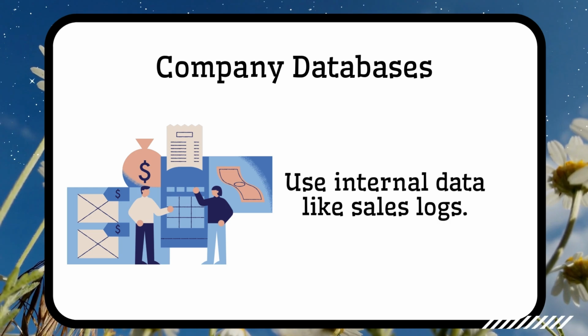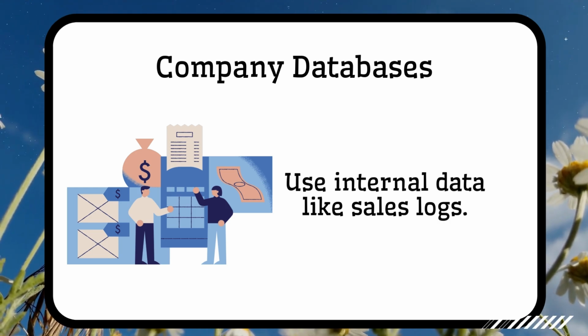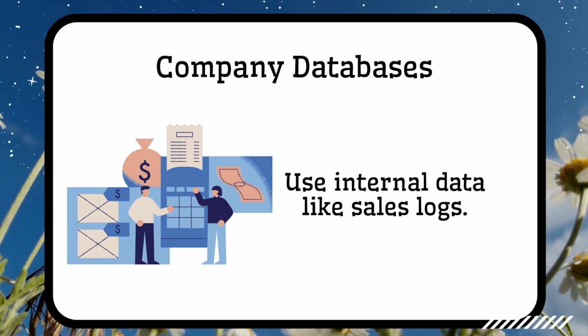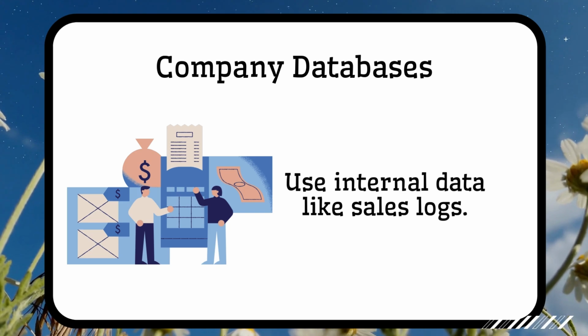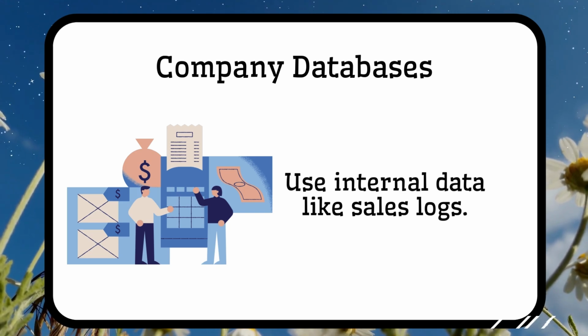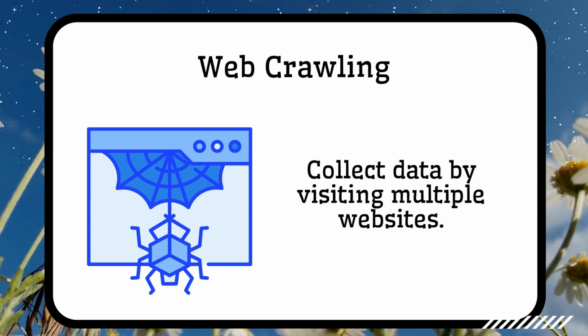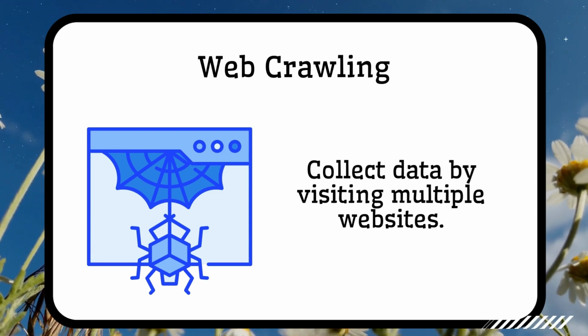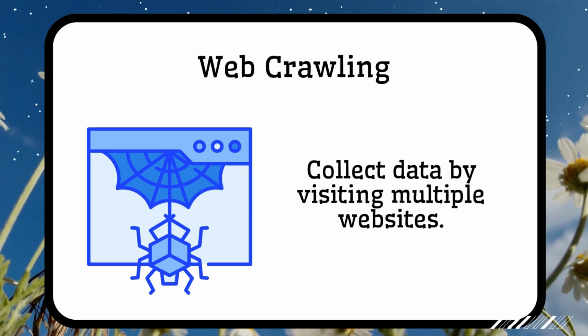Company databases. Company databases can be used for internal data like sales logs. Example, analyzing customer purchase histories. Web crawling. Web crawling can be used for collecting data by visiting multiple websites. Example, aggregating news headlines from different portals.